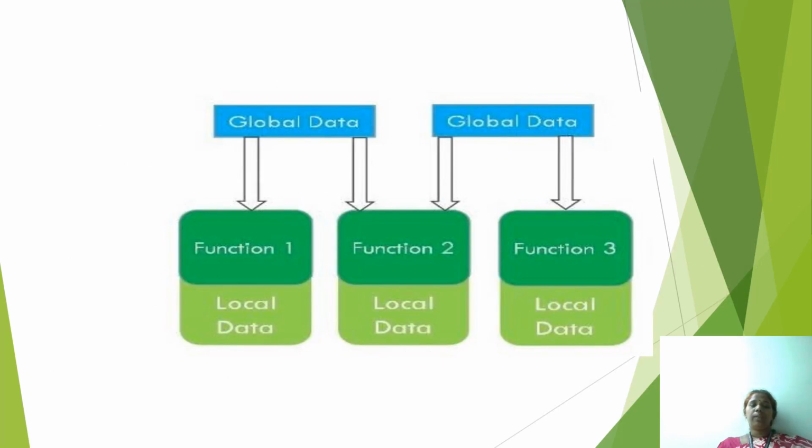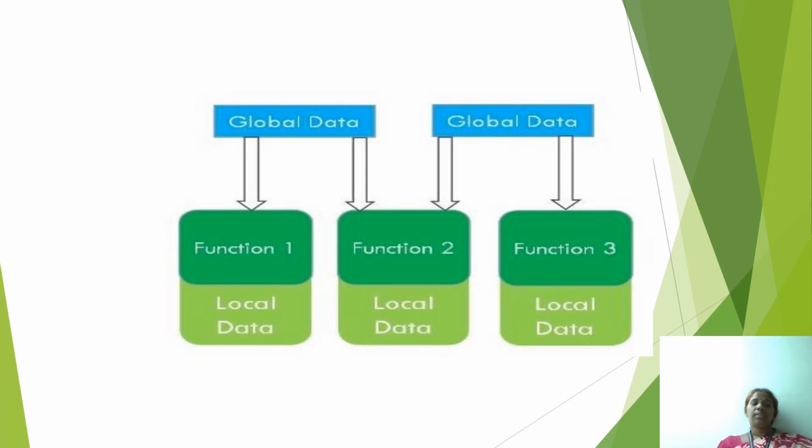Now we are going to see the structure-oriented programming paradigm. In this diagram, we can see global data, local data, and functions. Assume that one function contains local data. That data can be accessed by the function itself. Each function has its own local data. But we have declared two global data, and data declared as global means we can access those data from functions.